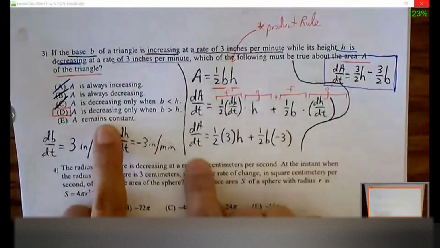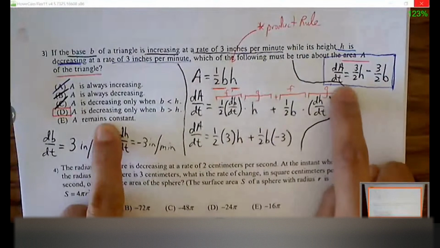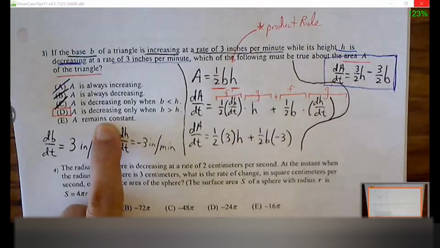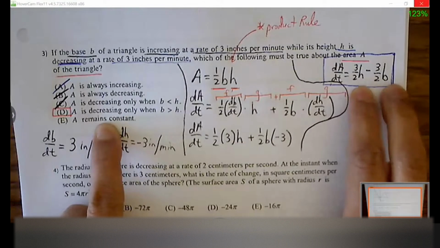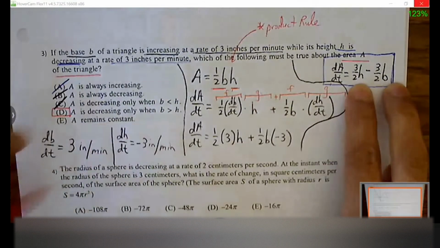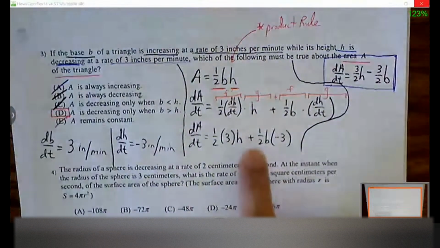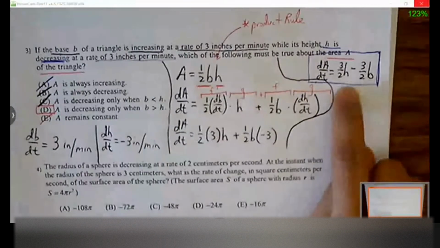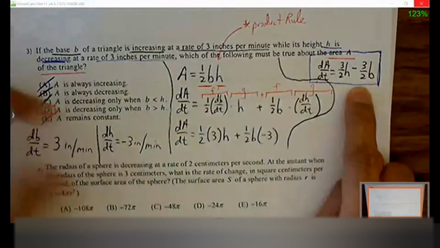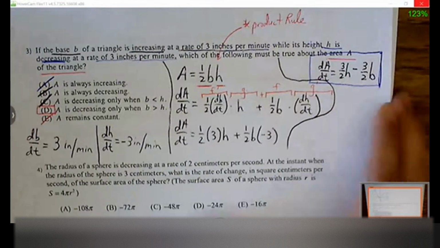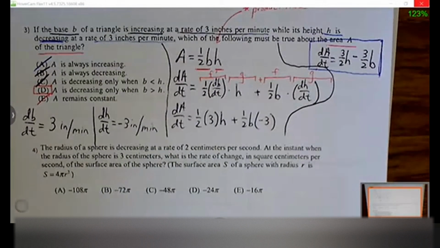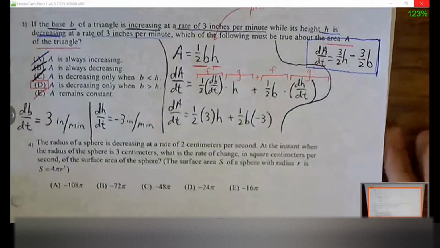A remains constant. We know this isn't true because that means dA/dt is always 0. But dA/dt is only 0 if your h and b are the same, and we can't guarantee that h and b are always the same. So, this is one of those problems where you get to the answer, but it's still not the answer. We still have to do some interpretation to be able to get to the answer choice. So it adds another layer of complexity to some of these multiple choice questions.